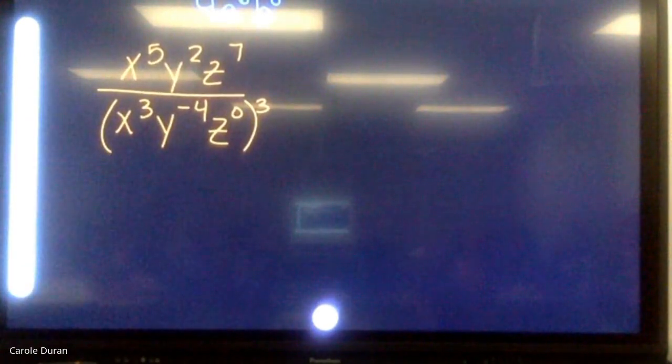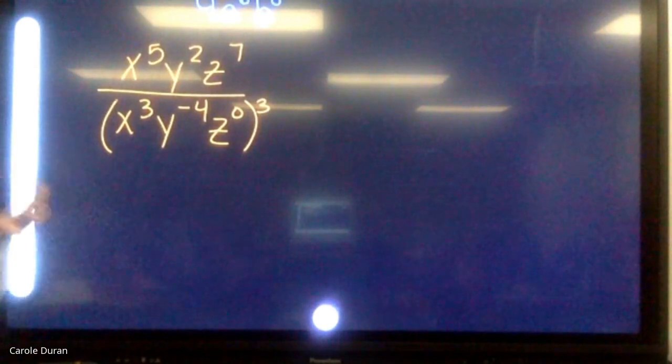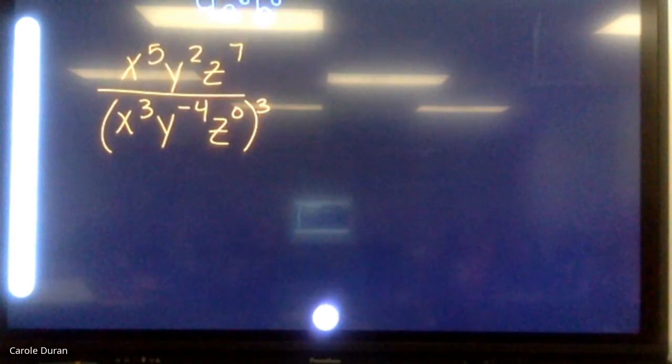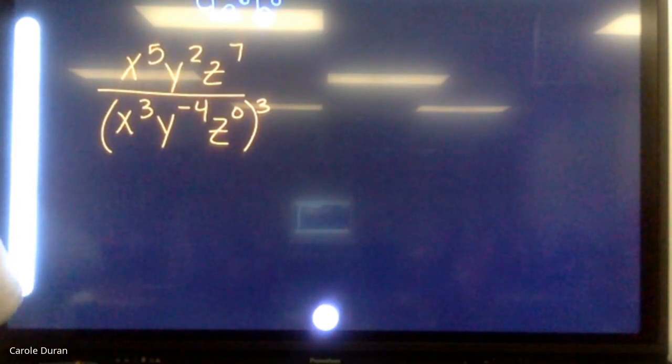You have an exponent of 0? It will become 1, but this is how it's initially presented to me. So we will simplify that in a second. So I have x to the 5, y squared, z to the 7 over the quantity x cubed, y to the negative 4, z to the 0, all taken to the third power.